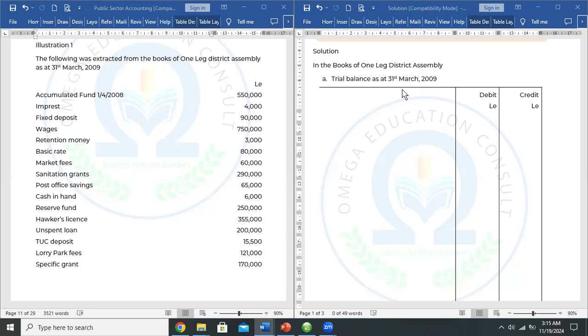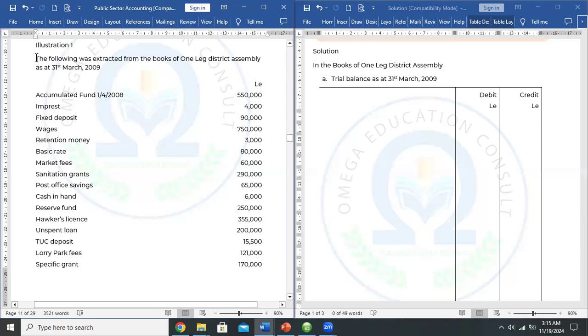Okay. So I should read the instruction and then the items. Sure, as quickly as possible if you can. Okay. The following were extracted from the books of One Leg District Assembly as at 31st March 2009. And then the item. Okay. Accumulated fund 1st of April. I think April 2008. Yes.